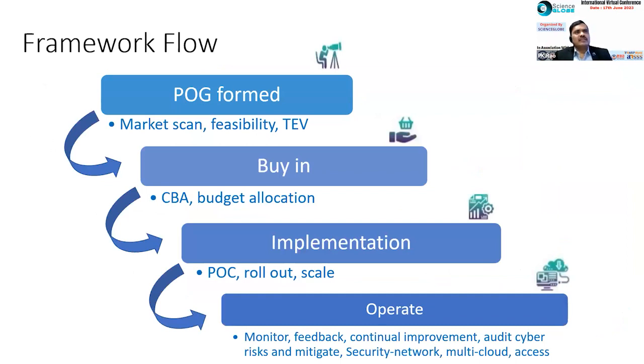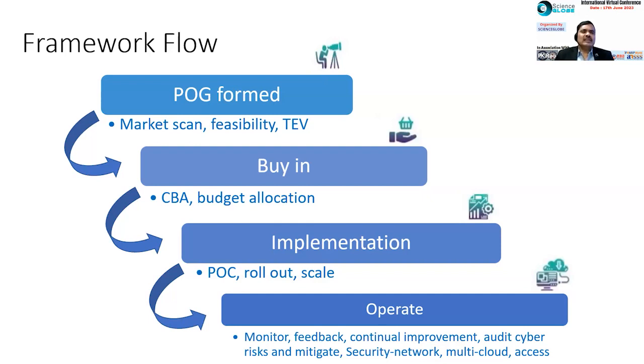The framework flows like this: POG, Performance Optimization Group, consisting of cross-functional teams from all areas, because decisions are made in silos in big organizations. That is one of the reasons for red tapeism. To avoid that, POG is formed, which does the market scan and carries out the feasibility studies and techno-economic viability studies, and also resolves issues among different silos and different technicalities and functionalities, so that they come up with minimum functional specifications of the product or an IT and OT thing to be deployed.